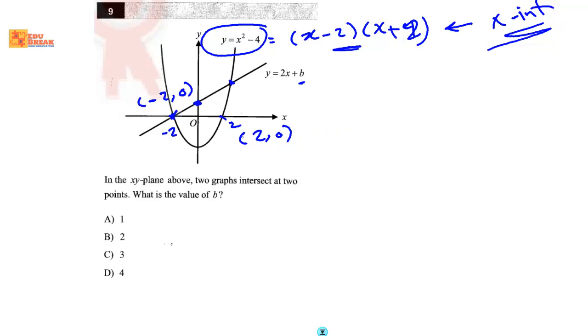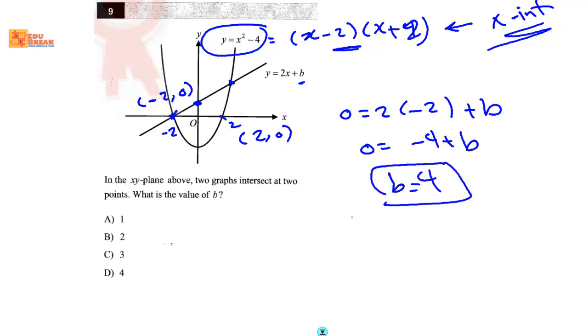It means that the graph of y equals 2x plus b passes through the point negative 2 and 0. So we can substitute. So it will be 0 equals 2 times negative 2 plus b. It means 0 equals negative 4 plus b. Add 4 to both sides. It means b equals 4. Next one.